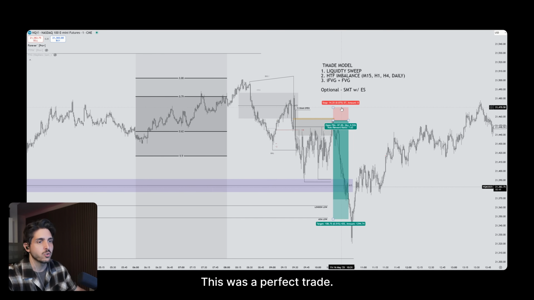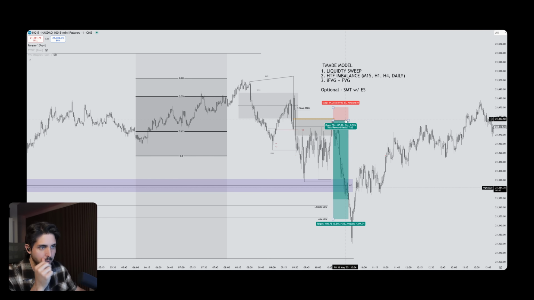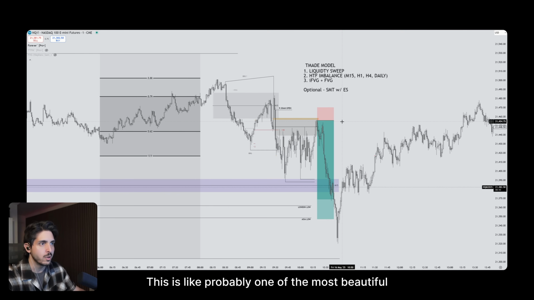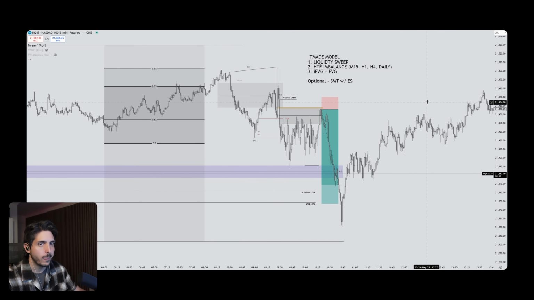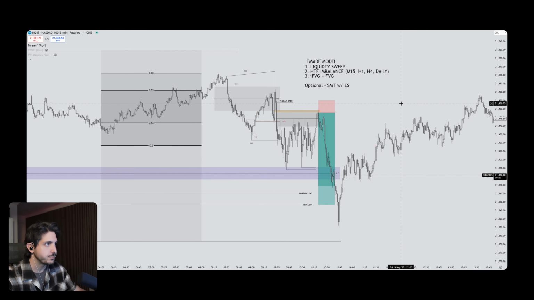This was a perfect trade. This is an 80-point trade, right? It was a 7.63 R trade. Can't make this up. This is probably one of the most beautiful trades of the week. Grabbed a total of 80 points live.